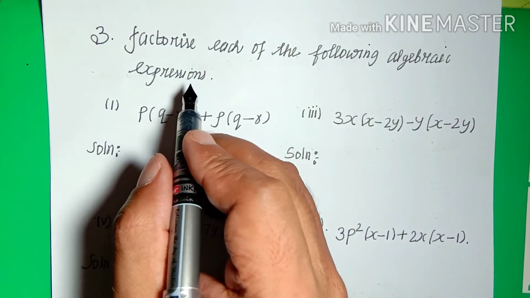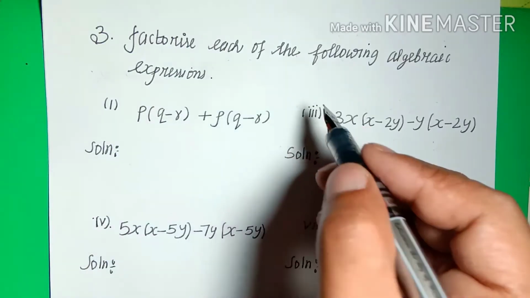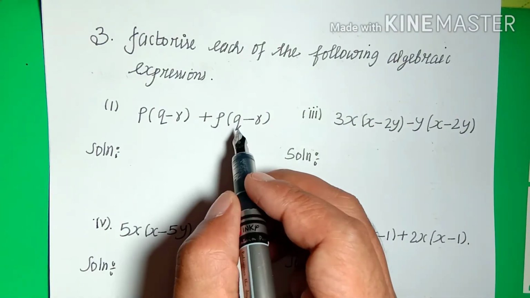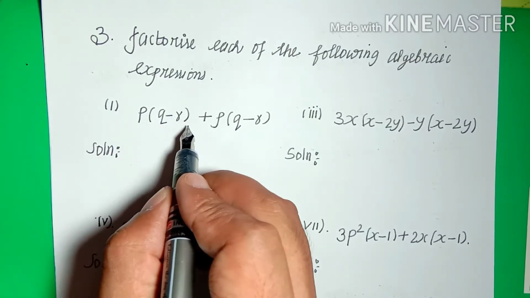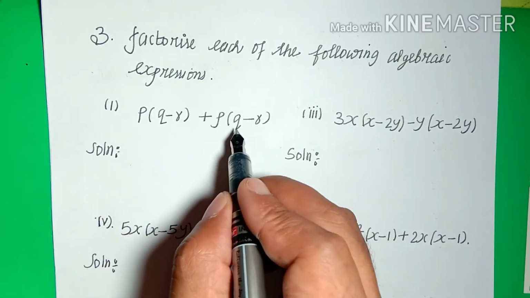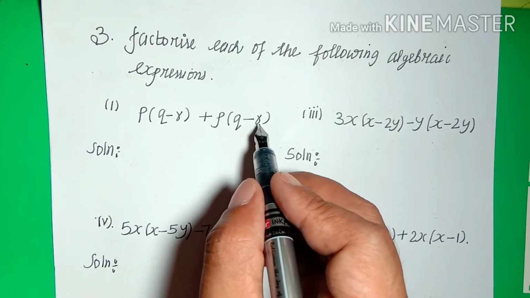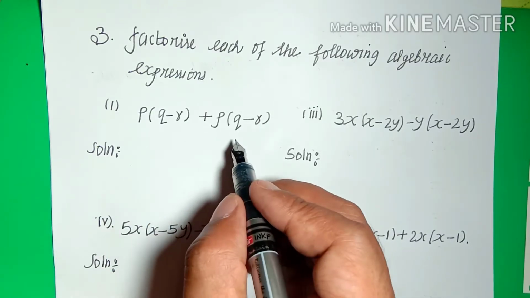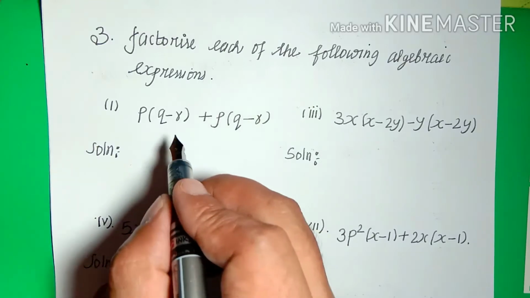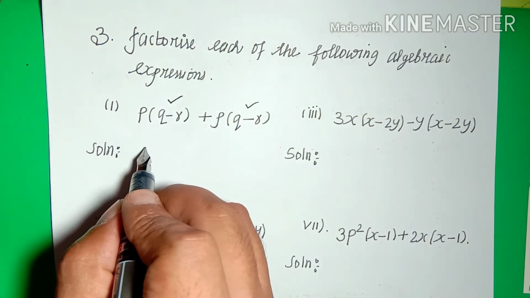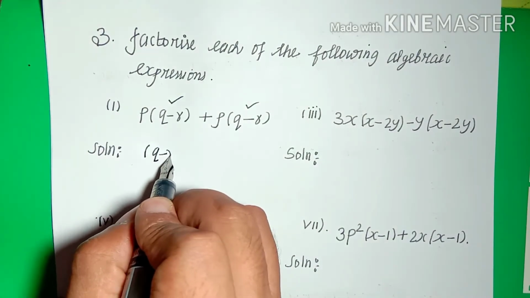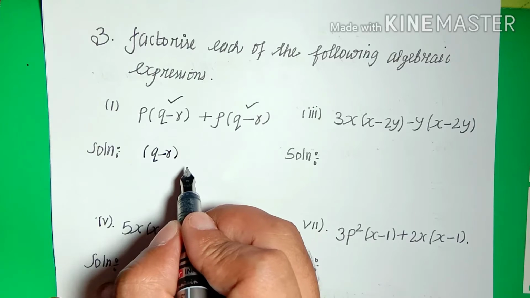The third one, factorize each of the following algebraic expressions. So even here we can see p within the bracket q minus r plus p within the bracket q minus r. So here also you'll have to take the common factor. So we can see here the factor q minus r, even here q minus r.